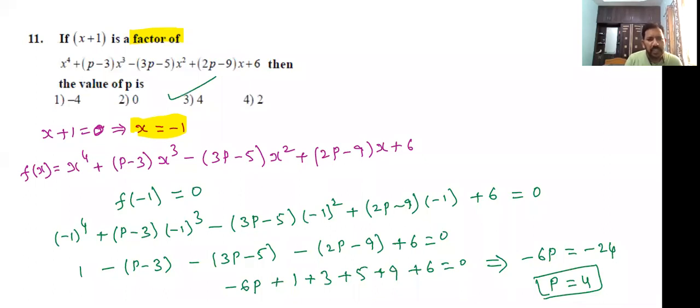x plus 1 is a factor of the given expression, where the given expression I have taken as f of x. x plus 1 is a factor means we can take f of minus 1 is equal to 0. Okay. So in place of x, I just substituted minus 1 and calculated, and we got the p value.